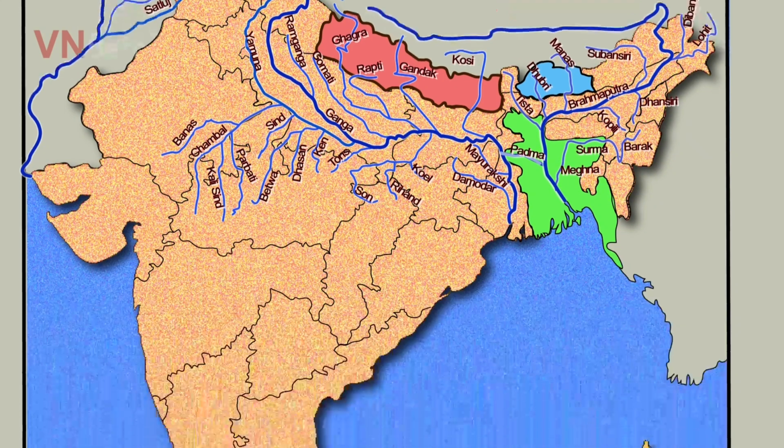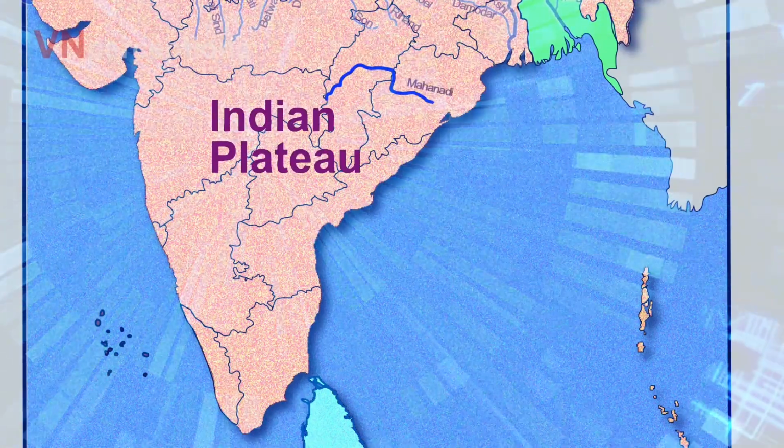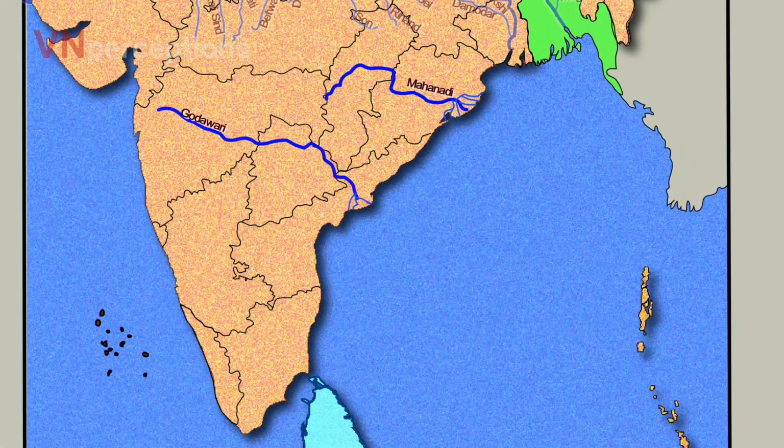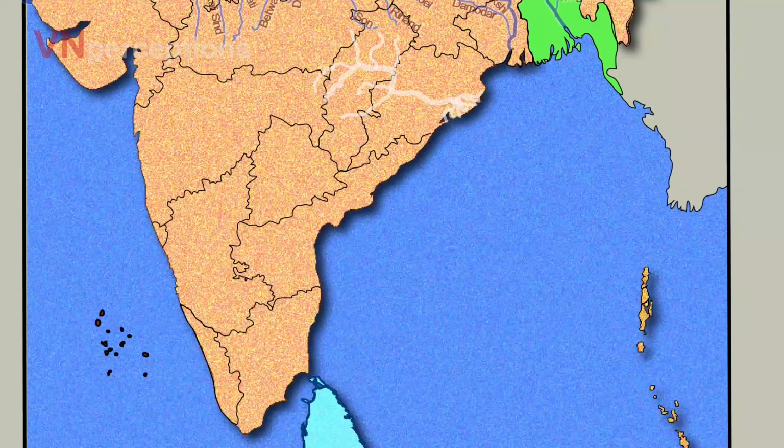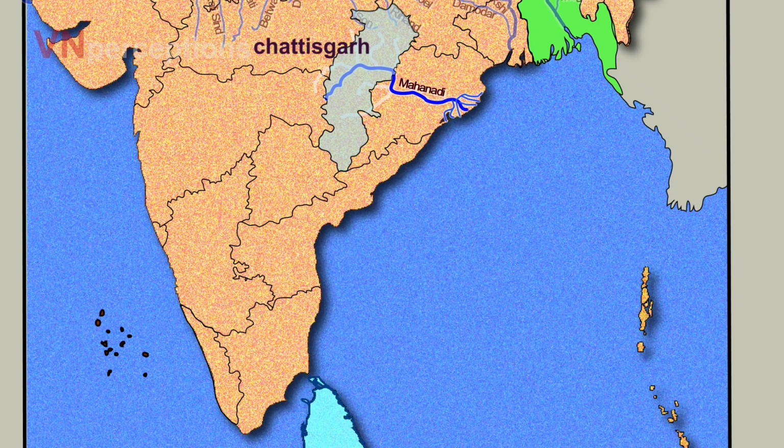The important rivers of the Indian plateau are Mahanadi, Godavari, Krishna, Kaveri, Narmada and Tapi. River Mahanadi originates in Chhattisgarh. It is an important river of Chhattisgarh and Odisha. The tributaries of river Mahanadi are Seonath, Hasdev, Mand, Ib, Ong and river Tel.